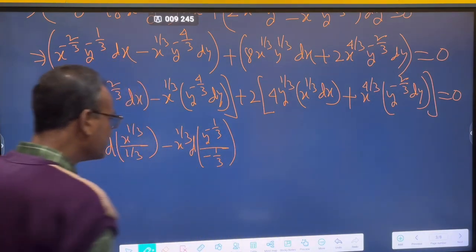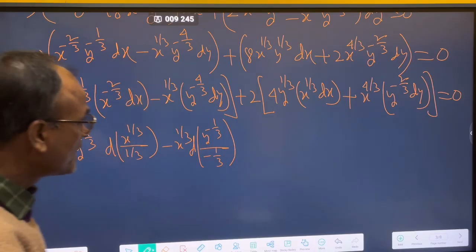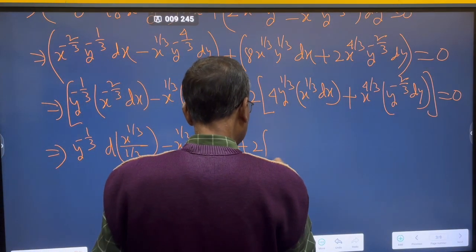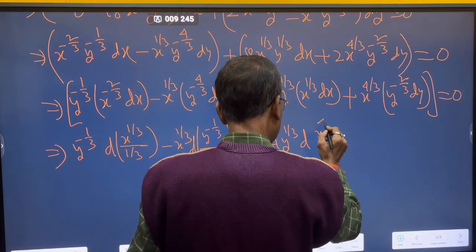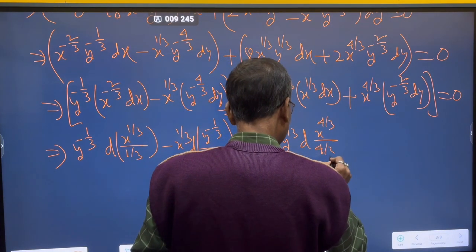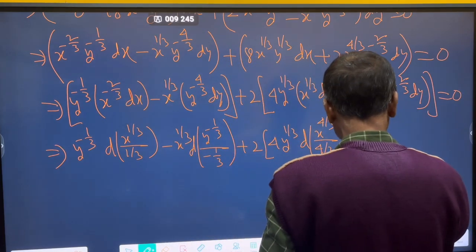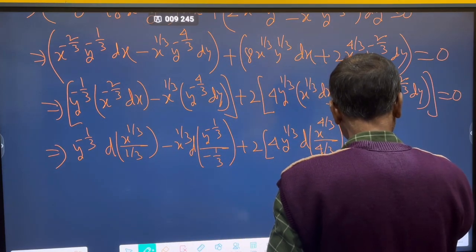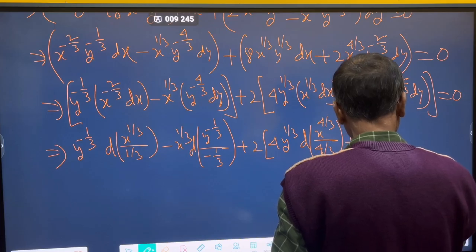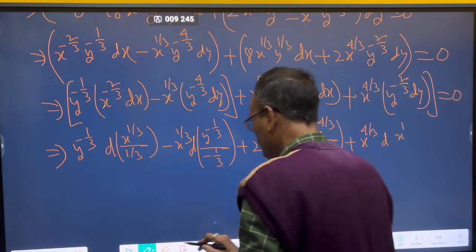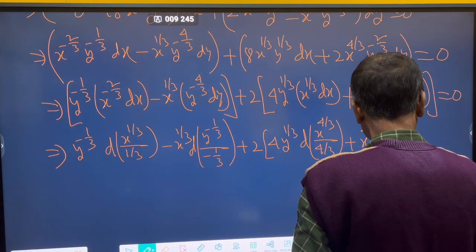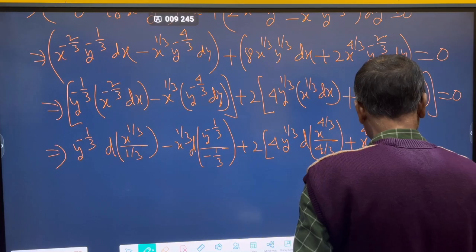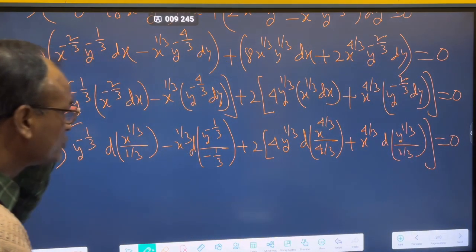You may write like this, d of this, plus 2 times 4y to the power 1 by 3 d of x to the power 4 by 3 divided by 4 by 3. You may write like this, plus x to the power 4 by 3 d of y to the power 1 by 3 divided by 1 by 3. You may write like this, equal to 0.